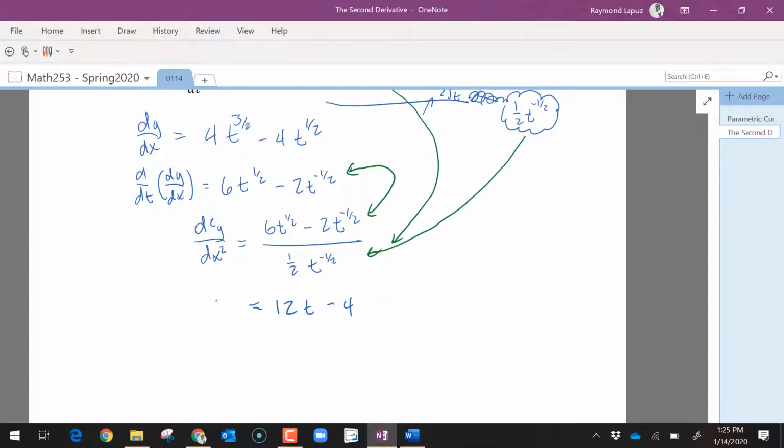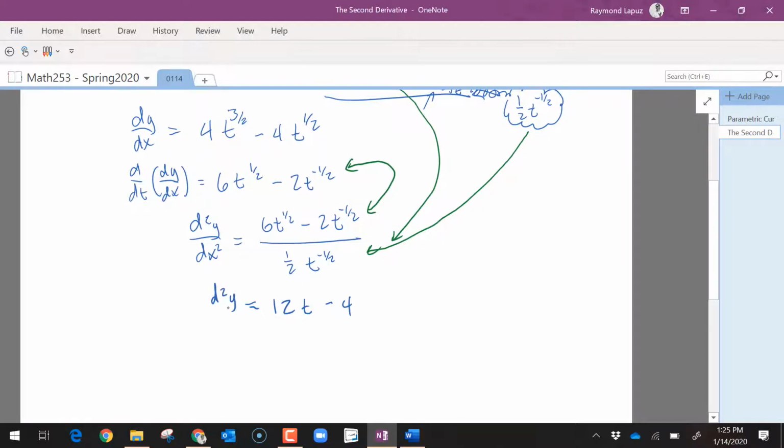All right, so this is their derivative, or second derivative. And the second derivative, if we care to put in the value of t is equal to 4, 48 minus 4. Those are big numbers. Okay. Any questions?